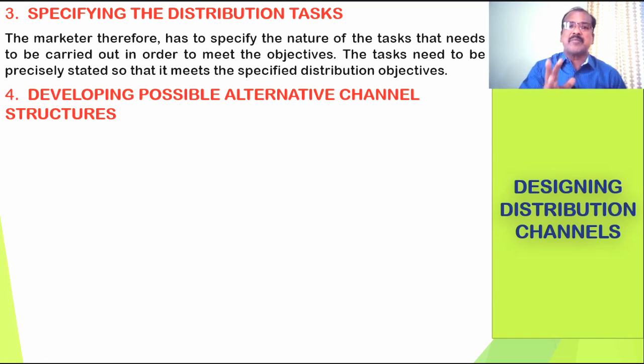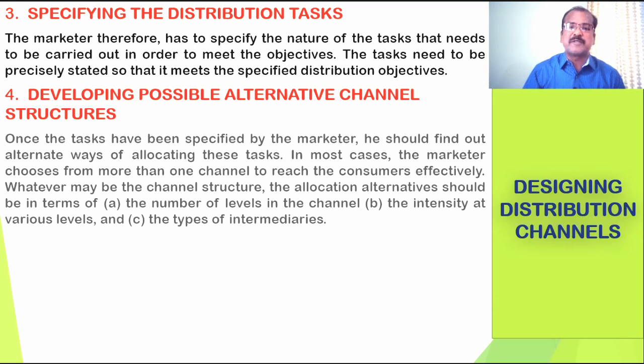So after you determine the distribution objectives that get along very well with the general objectives of the firm, the next task, which is the third step in designing distribution channels, is to identify and specify the task or the activities to be performed in order to fulfill the distribution objectives already set. The fourth one is about developing possible alternative channel structures.